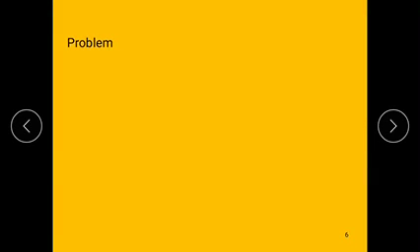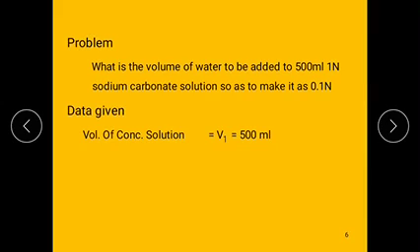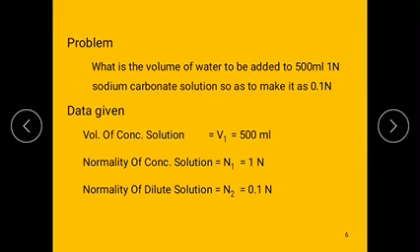Next, from this dilution concept we discuss a problem. What is the volume of water to be added to 500 ml of 1 N sodium carbonate solution so as to make it a 0.1 N solution? The given data: the volume of the concentrated solution is 500 ml, its normality N1 equals 1 N, and after dilution its normality becomes 0.1 N.